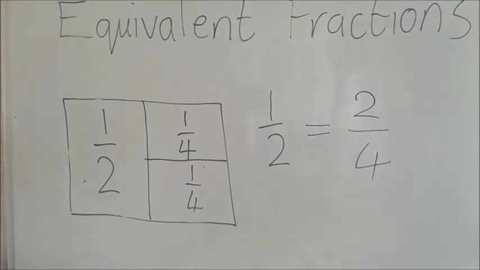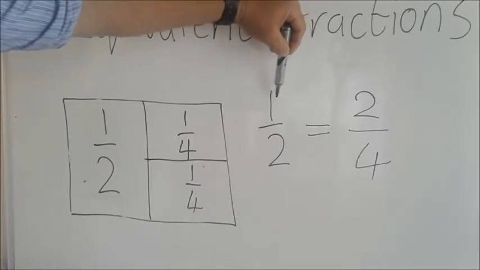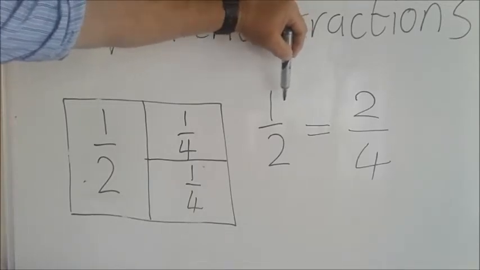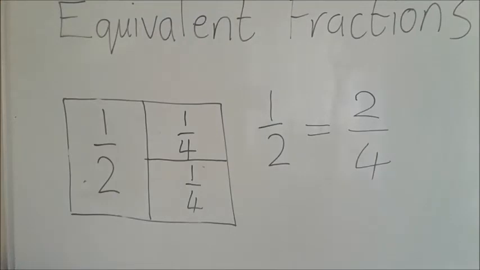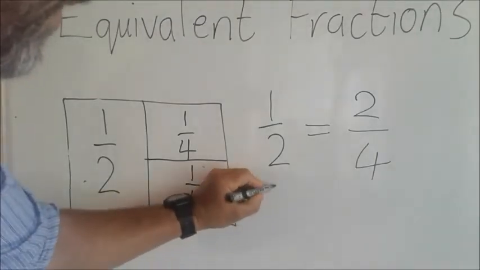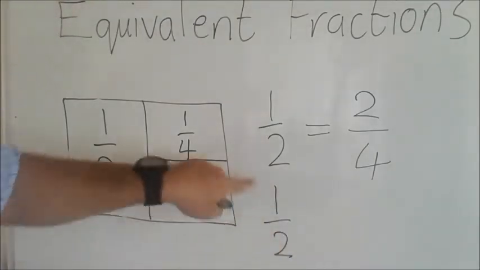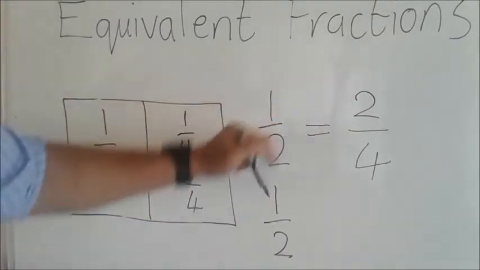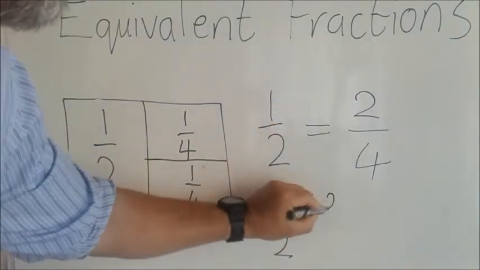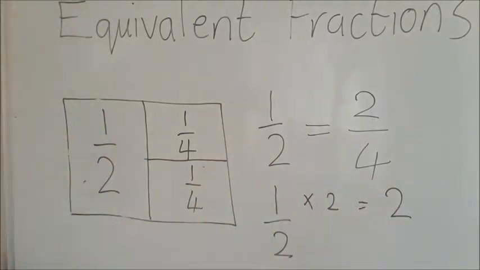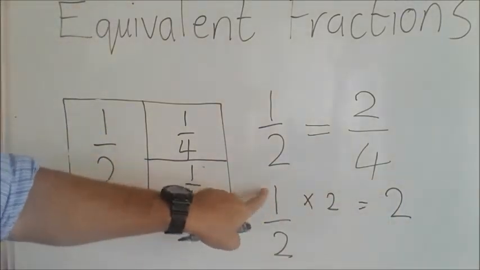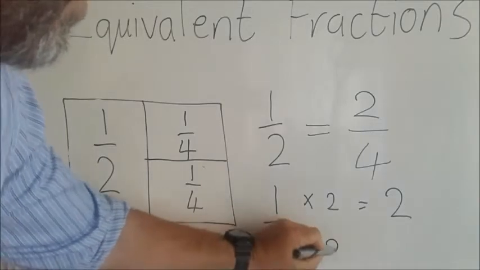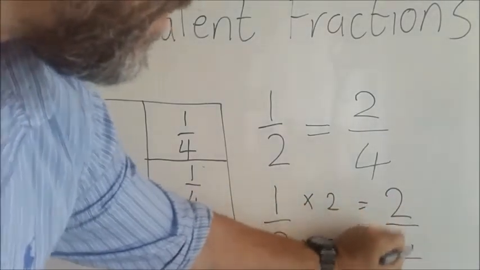Now mathematically, there's a little trick that we can use, and that is to find an equivalent fraction. Whatever we times or divide the numerator by, we times or divide the denominator. So in this case, we said 1 was times by 2 to get 2. So whatever we do to the top, we have to do to the bottom. And that becomes 4.